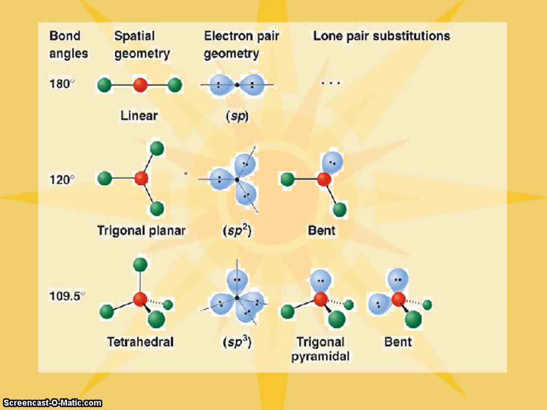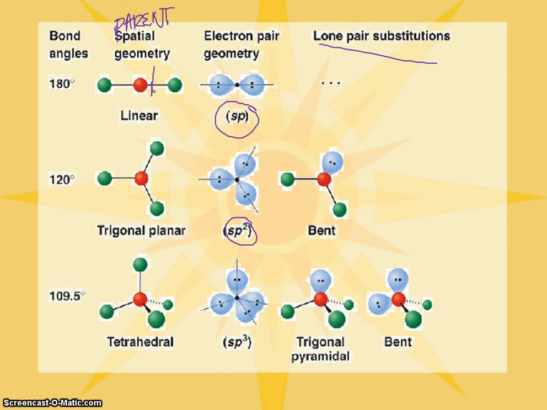Here's another way of organizing the idea of keeping the parent geometry and all the derivative shapes that go with it. This spatial geometry would be the parent geometry. This electron pair geometry, don't worry too much about right now. These weird orbital looking things we will address later, so this will make sense later on. And then lone pair substitutions, meaning if you take any one of these bonds off and put electrons instead, we're looking at all the derivative shapes now.